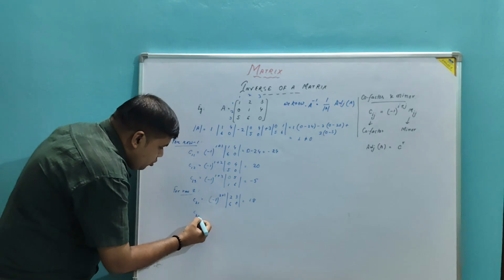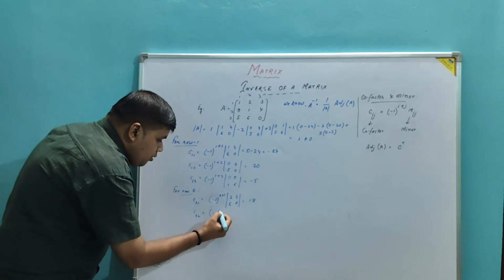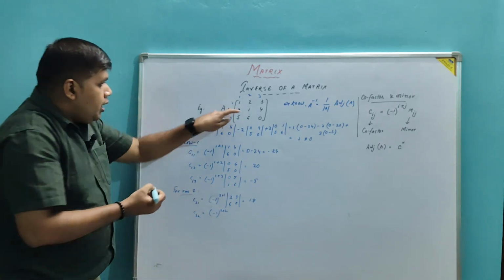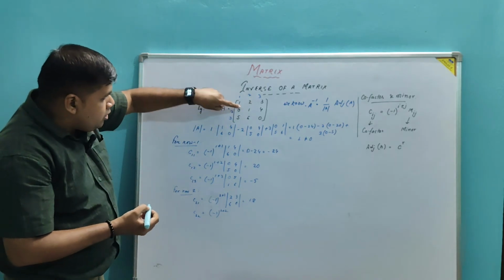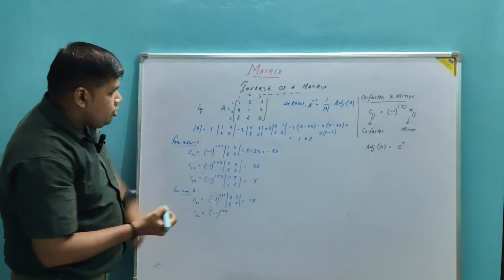Next is C22. That means we are finding the cofactor for this element, 2, 2. So exclude this row, exclude this column. It will be 1, 5, 3, 0.